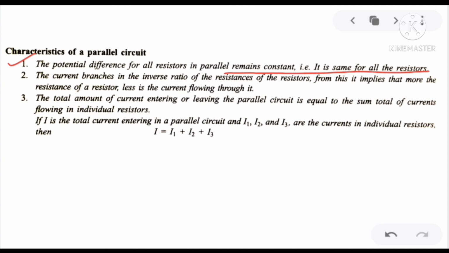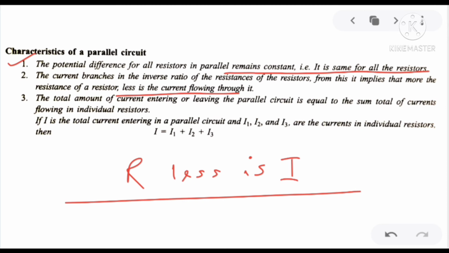From this it implies that the more the resistance of the resistor, the less is the current. More is the resistance, more is the value of R, less is I. More is the resistance, less is the current. So they are inversely proportional. The current drawn by each path depends upon the resistance. Already I told you, if the resistance is more, then that branch will get less current. If the resistance is less, that branch will draw more current.